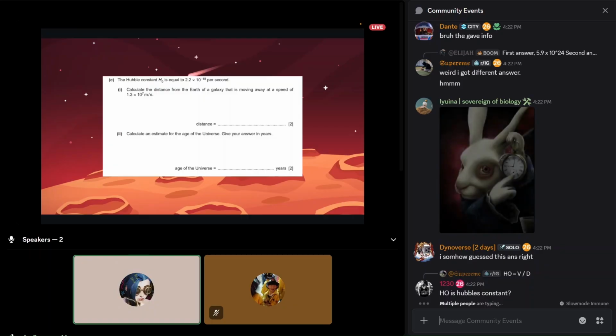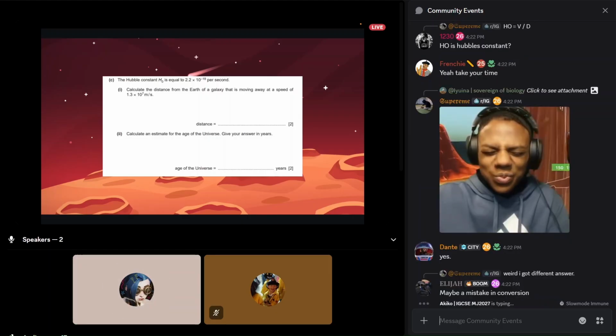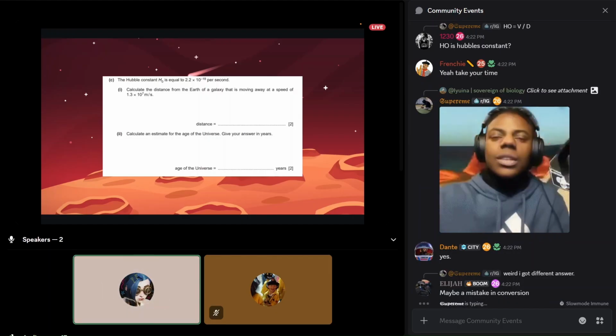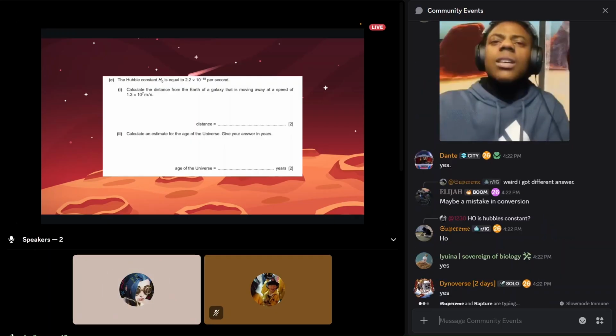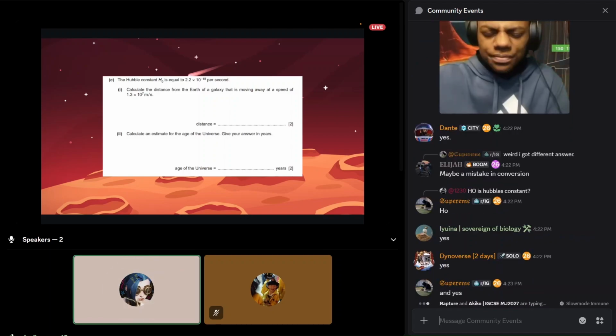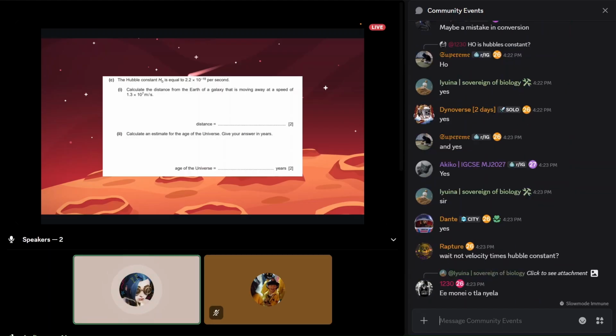Okay, so if you want to find the distance, you have to arrange the equation. So distance is equal to velocity over Hubble's constant. Get it? Okay, I'm gonna assume we get it. You just need to plug it into the calculator and you get the answer in distance. To clarify, it's 1.3 times 10 to the power of 7 over 2.2 times 10 to the power of negative 18.